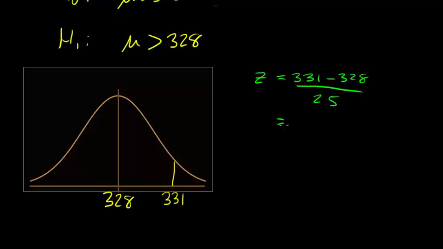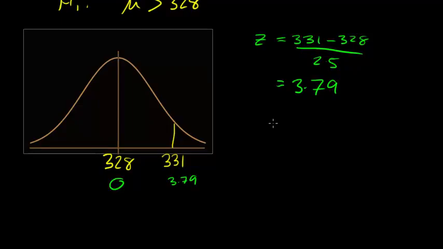And so my standardized score for this value comes out to be 3.79. So that means that's 0 and that's 3.79. Now I've got a couple of choices of what I can do. In the binomial, if you've had me, well, you have had me as a teacher.